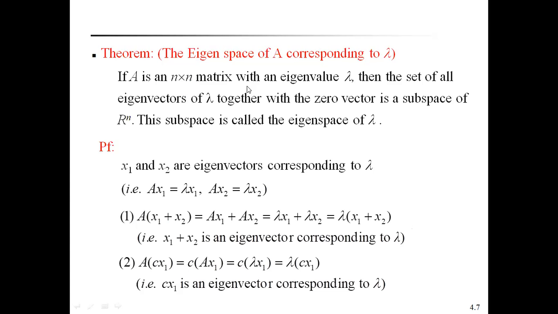So this is very important, the eigenspace corresponding to lambda. By taking two eigenvectors corresponding to lambda, we can prove it is closed under vector addition and closed under scalar multiplication. Then we say that the set of all eigenvectors of lambda together with the zero vector forms a subspace, because in a subspace the zero vector compulsorily exists. Therefore, that space is called an eigenspace. Simply, remember that eigenspace means the set of all eigenvectors corresponding to one eigenvalue lambda.